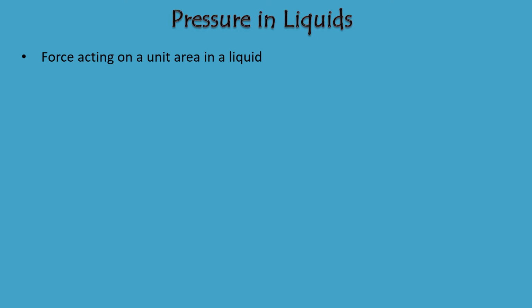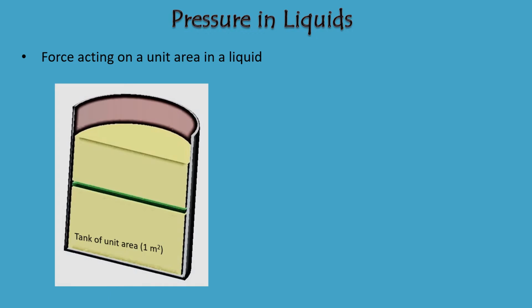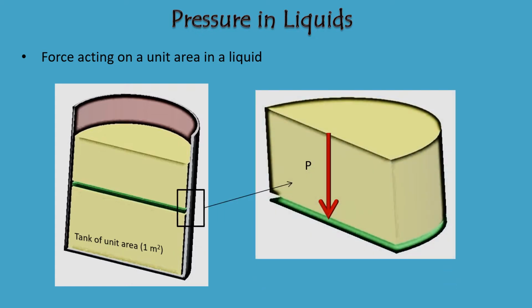Pressure is the force that is acting over a unit area of a medium. In case of liquids, the pressure is exerted due to the liquid that is above a particular section. If you consider a tank of unit area as shown here, the section shown in green color experiences the force due to the liquid that is present above it. This force is the pressure exerted by the liquid at that section.